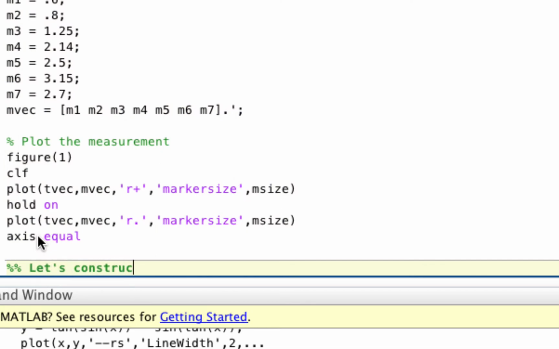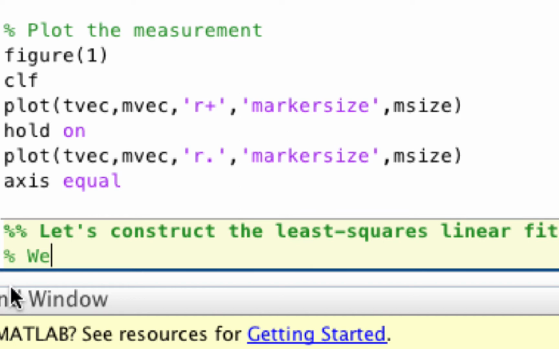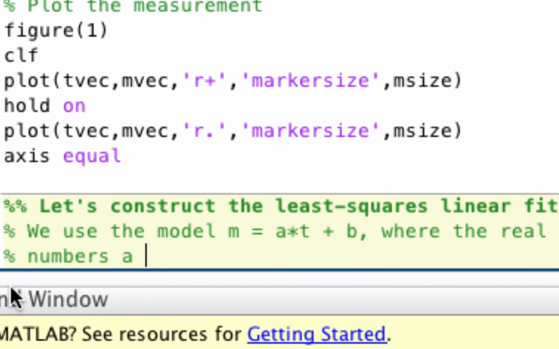Let's construct the least squares fit to the data, least squares linear fit. So we use the model m equals a times t plus b, where the real numbers A and B are our unknowns.